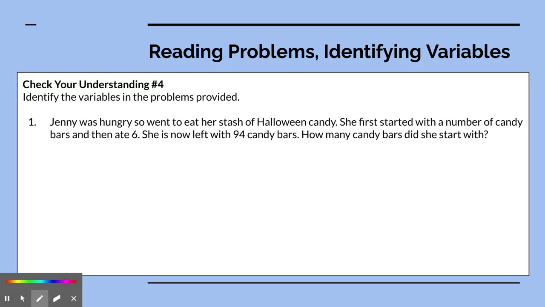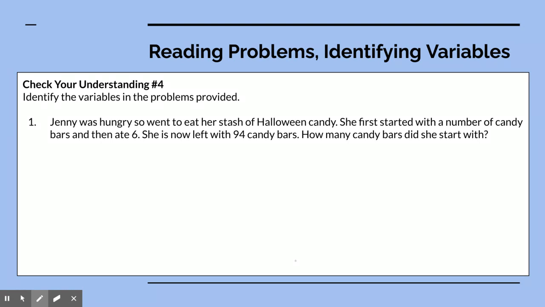Okay, so what do we do here? Jenny was hungry. She wanted to eat some candy. We know she ate 6. Now she's left with 94. For the most part, most of us probably looked at this and kind of laughed and said, I can just do this in my head. Why do I need to write this down? Fair enough. You don't really need to write this down because it's so simple. What you should have figured out is that she used to have 100. Now she has 94 because she ate 6.